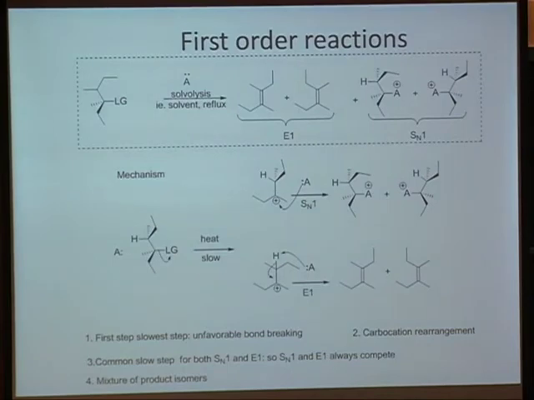Yes? What causes the rotation? Because this is a single bond. So just room temperature, the heat, the kinetic energy. So if we got this, let's try the problems. Did we get this so far?